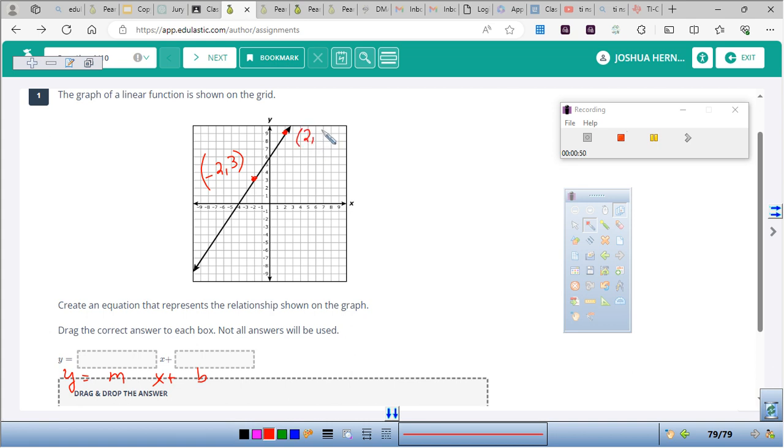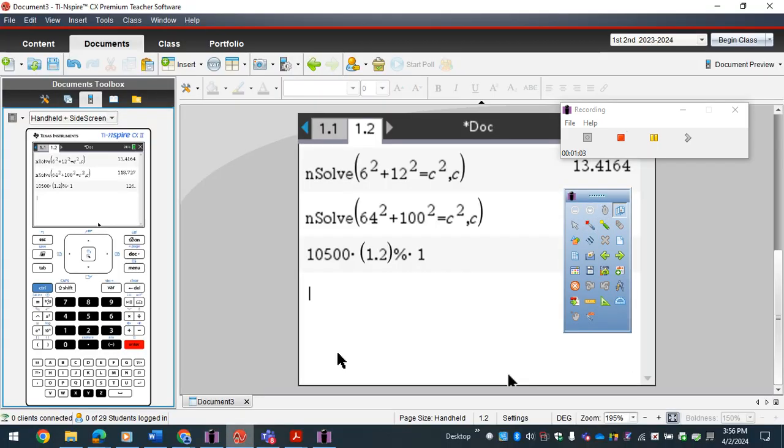So 2 and 9. We're going to turn on the calculator, work with these 2 points, put them in there, and then go ahead and get the m and the b from this in the spreadsheet. After that, we'll come back here and plug it in. So turn this on.